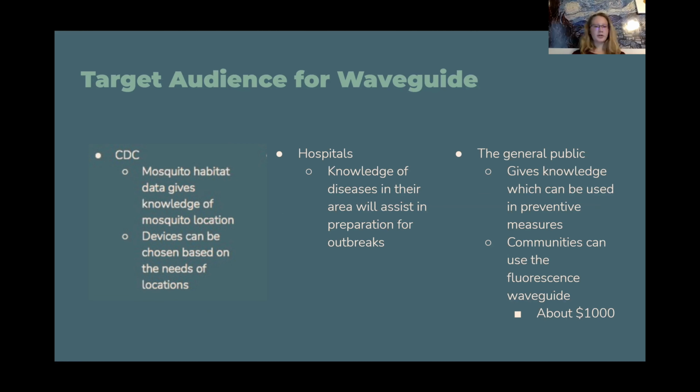Data used in our project can assist the CDC in making decisions based on where specific species of mosquitoes are prevalent. The CDC can then make decisions about which device will be most beneficial within a specific situation and location. Hospitals can use their data and data collected from the devices to have up-to-date information regarding diseases in their area. This would allow them to be better prepared for any outbreaks. Communities could use the fluorescence device to gain information to know if preventative measures are needed.